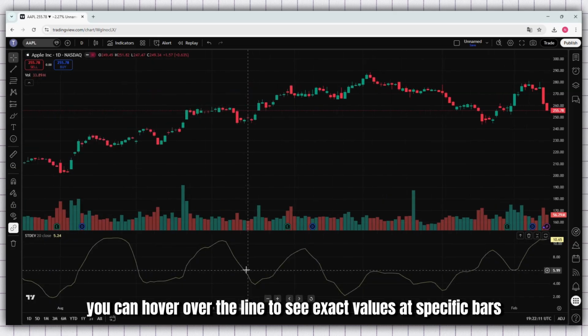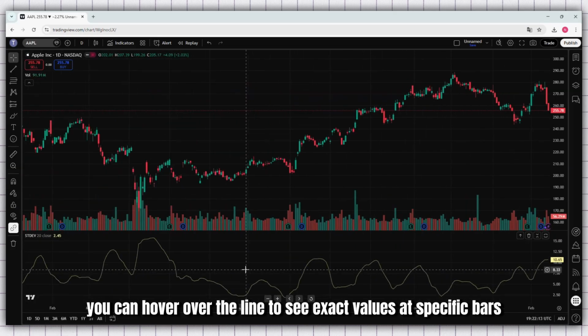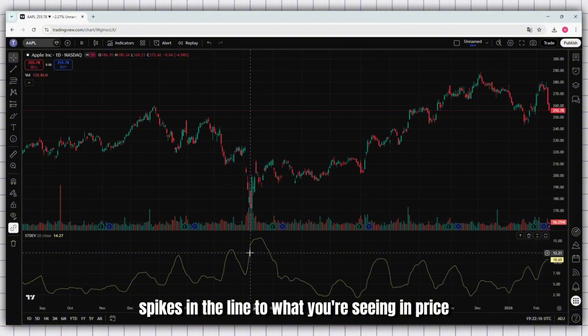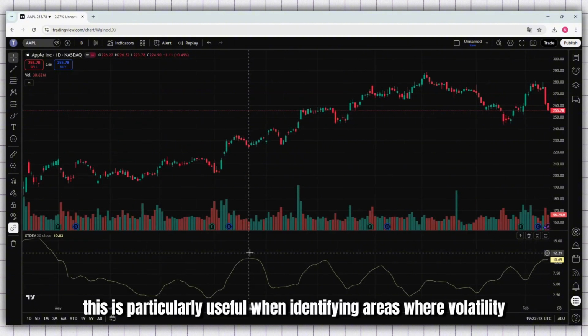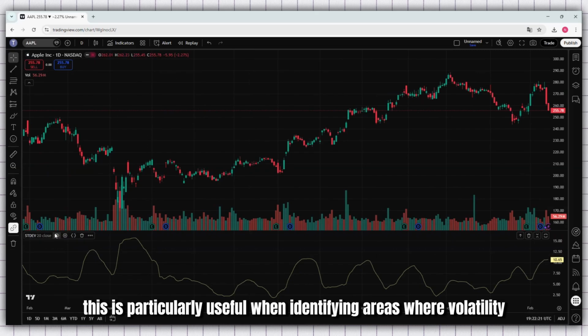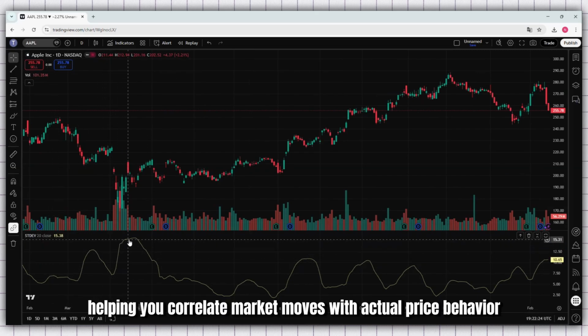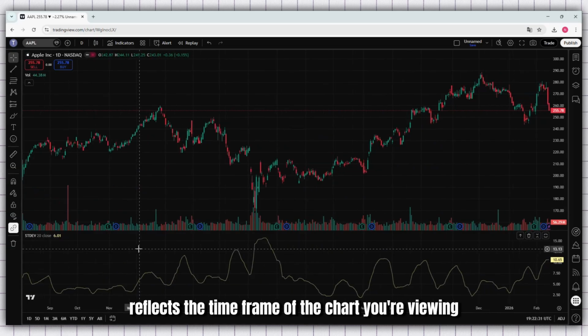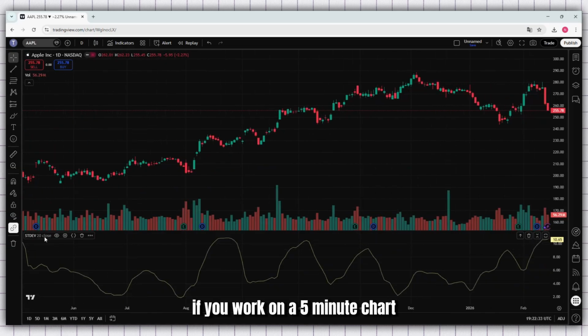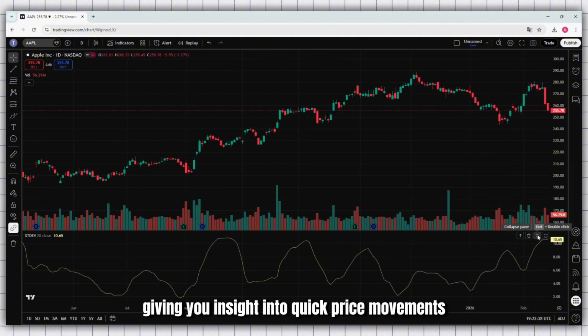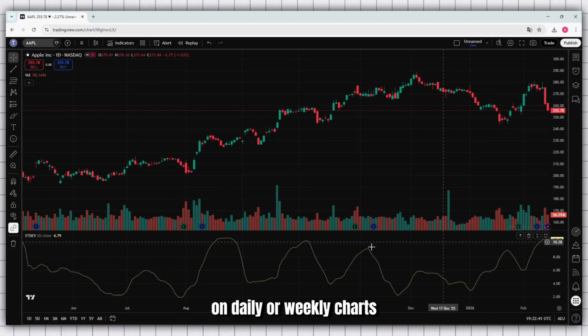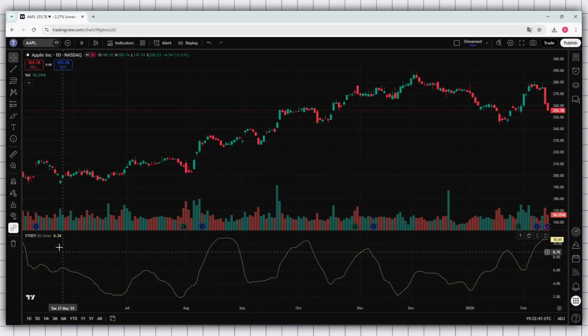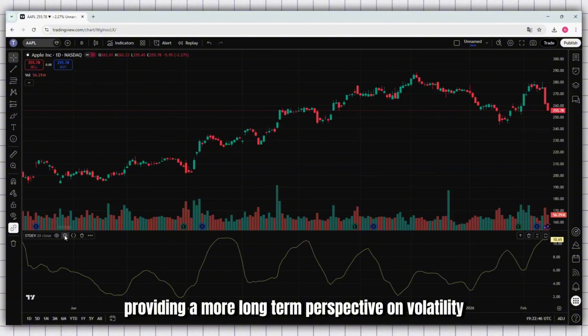You can hover over the line to see exact values at specific bars, which helps you connect spikes in the line to what you're seeing in price. This is particularly useful when identifying areas where volatility is rising or falling, helping you correlate market moves with actual price behavior. It's helpful to remember that the standard deviation indicator reflects the time frame of the chart you're viewing. If you work on a 5-minute chart, you're seeing short-term volatility, giving you insight into quick price movements. On daily or weekly charts, you're looking at broader swings, providing a more long-term perspective on volatility.